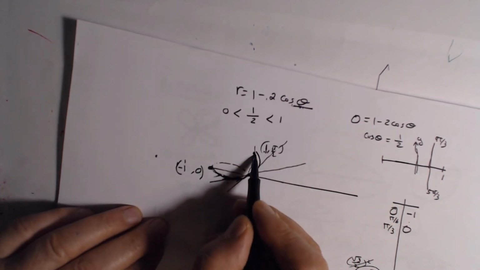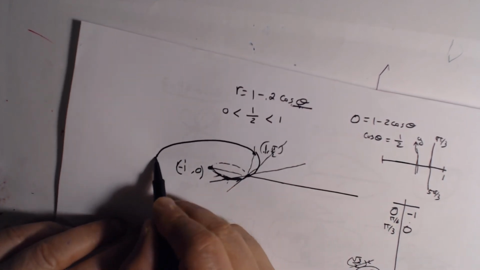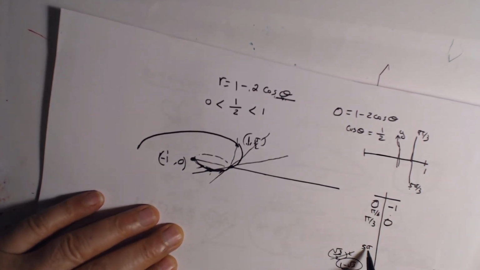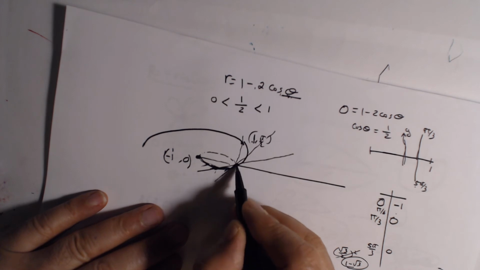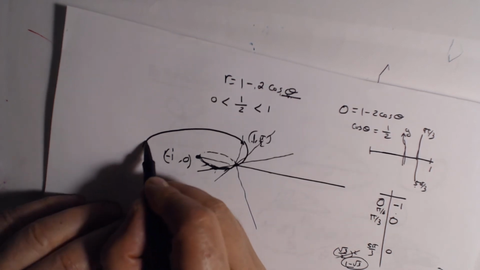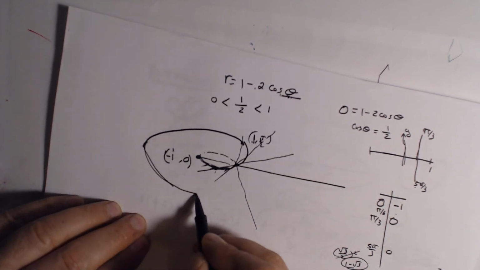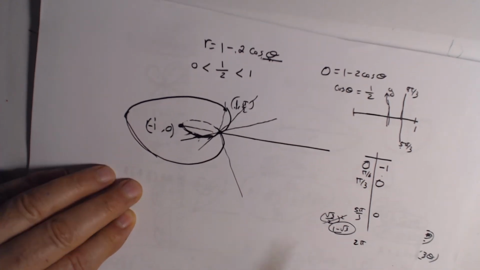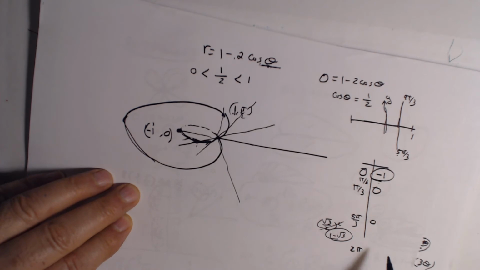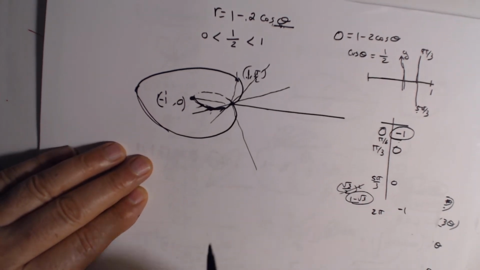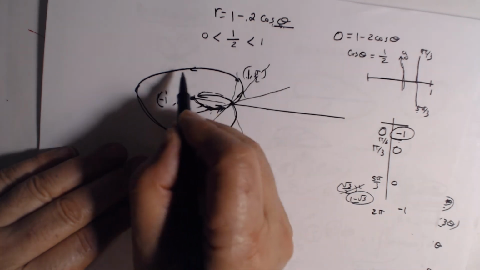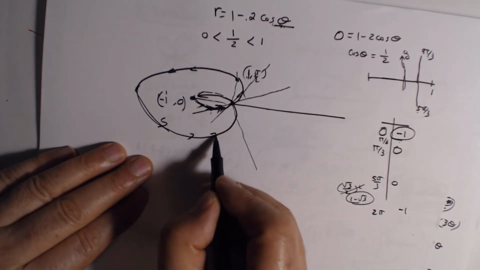Then you go to 3. Then at 5 pi over 3, which is right here, it comes back to 0. And at 2 pi is the same as the starting point. Go to negative 1. Then the trace is very important. That's my trace.